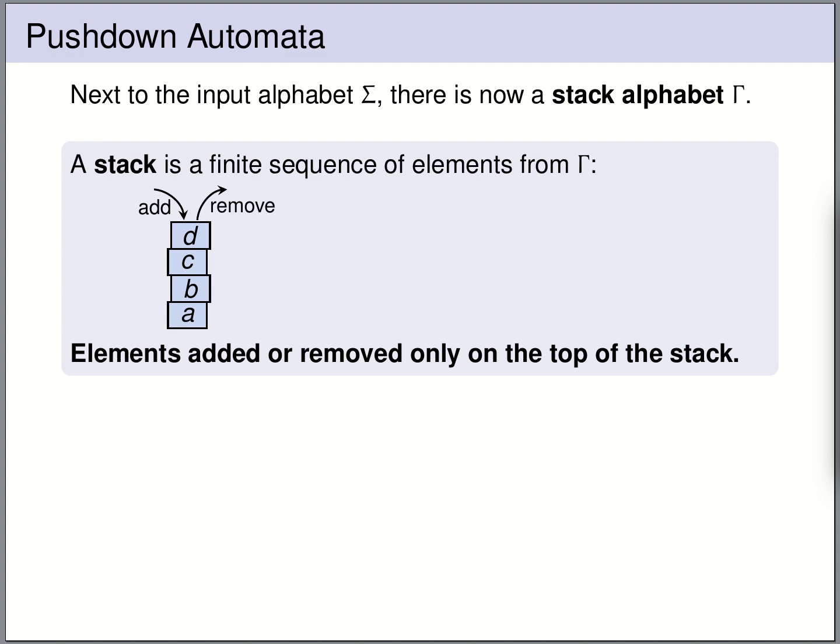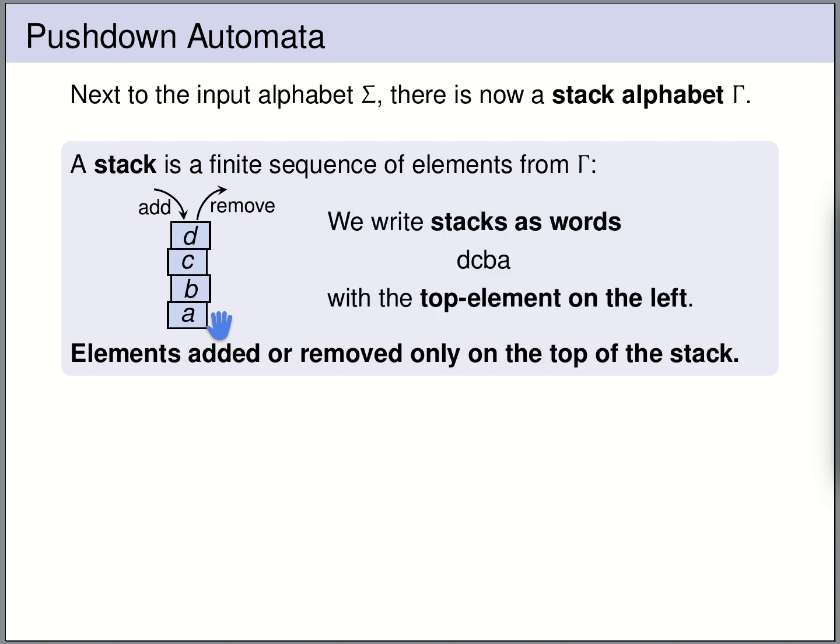So next to our input alphabet sigma, the automata now also have a stack alphabet gamma. And what's a stack? A stack is just as you imagine, you stack things on top of each other. And the crucial property of a stack is that you can only add and remove elements from the top of a stack. So we can add things on top and remove from the top. For instance, we could remove the D here, but we cannot remove the A from the bottom.